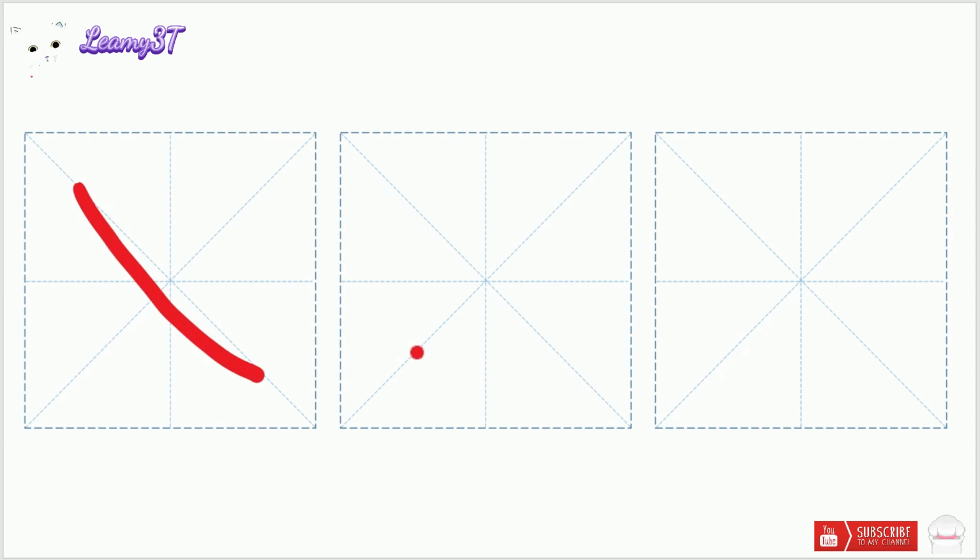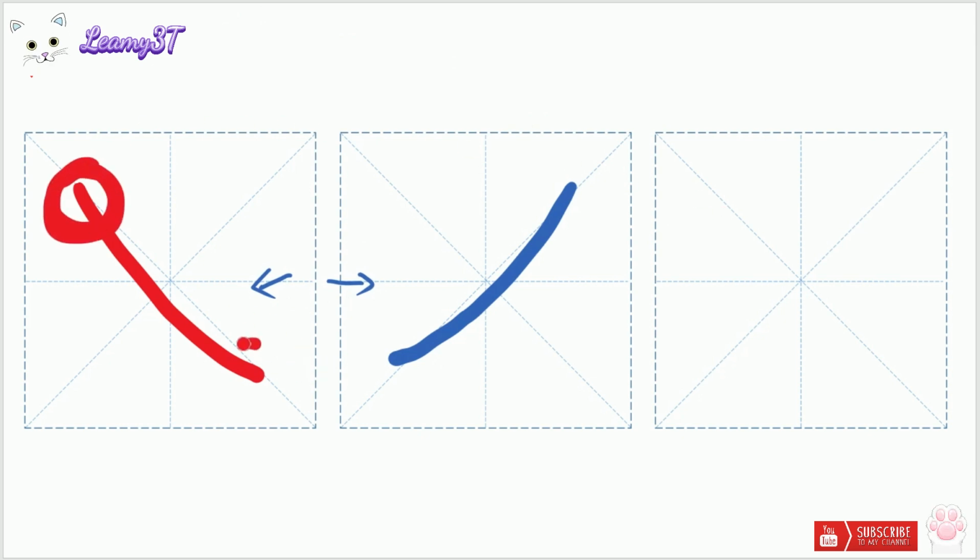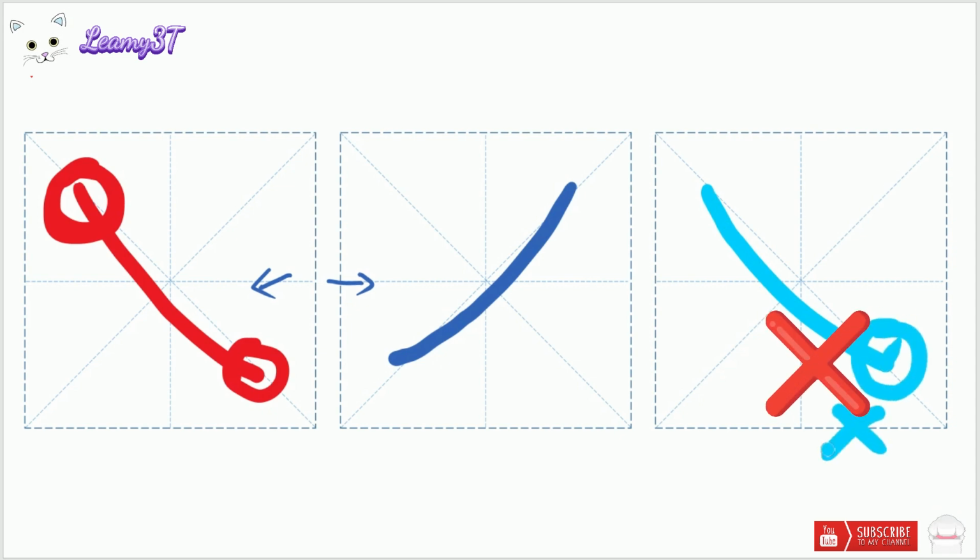捺. 捺 is similar to 撇, which we learned the last time, but in the opposite direction, like the mirror image of 撇. So the stroke moves from the upper left to the lower right with a slight curve. So let's write together. That will be 捺. And there should be no hook at the end.